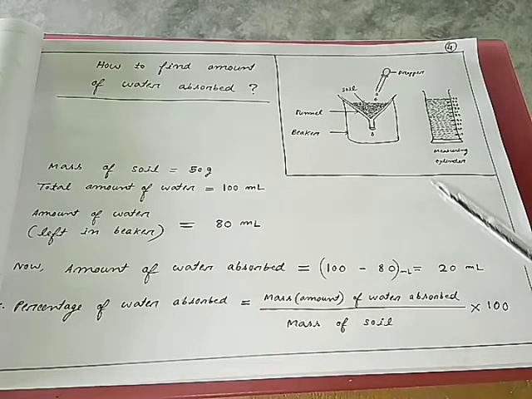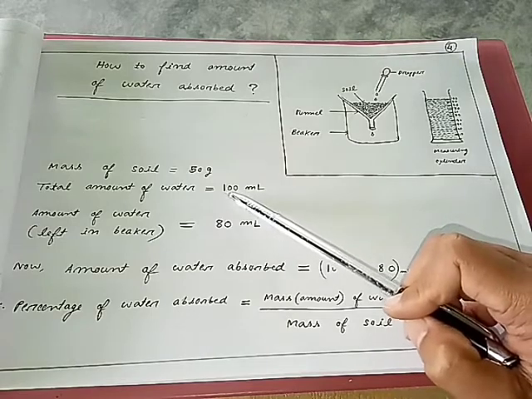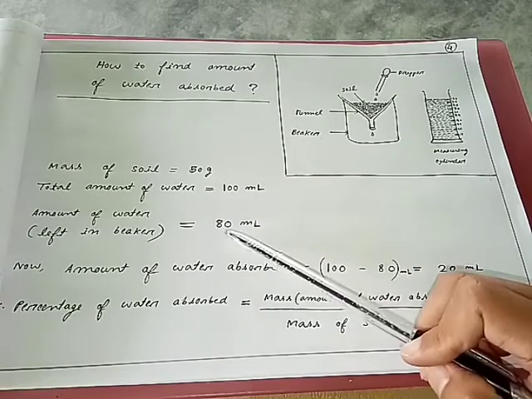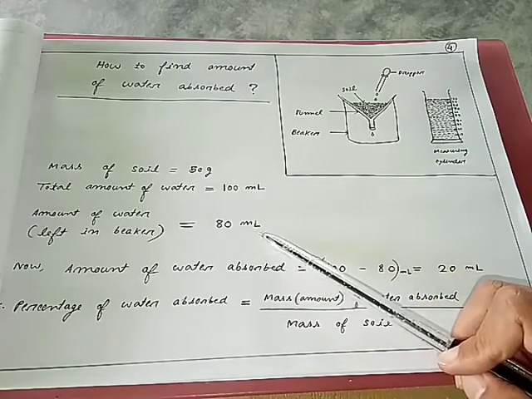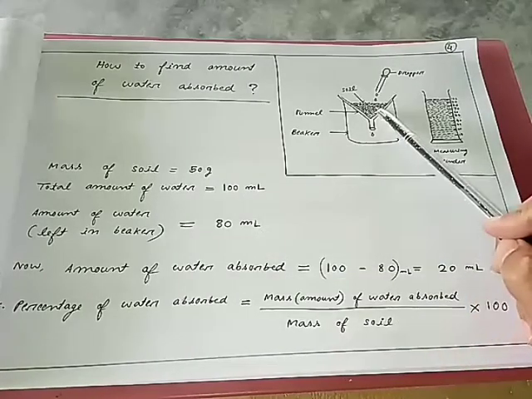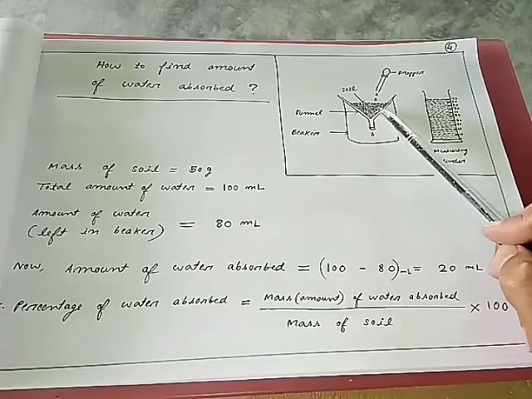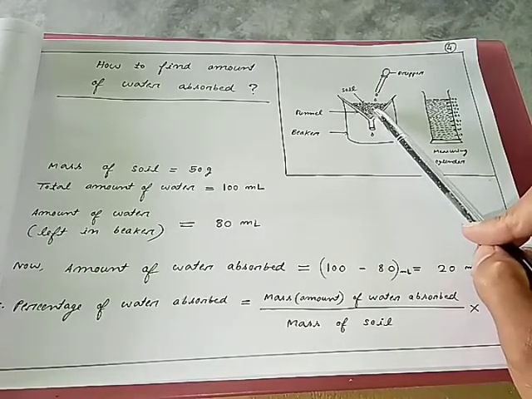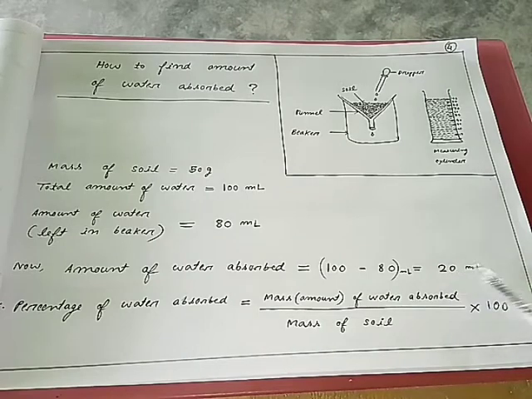Okay, initially you poured 100 ml water and left in the beaker 80 ml. So what happened to the remaining water? The remaining water was absorbed by this soil. And what is the amount of the water absorbed by the soil? That is 20 ml. 20 ml water was absorbed by the soil.